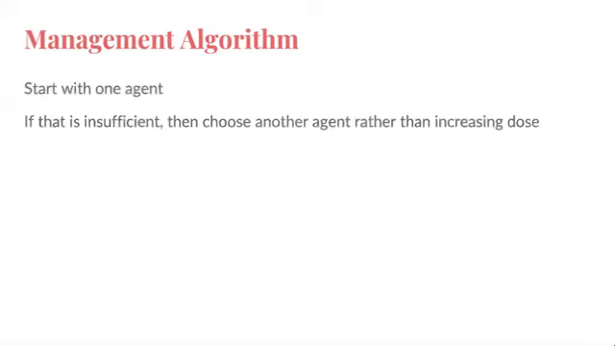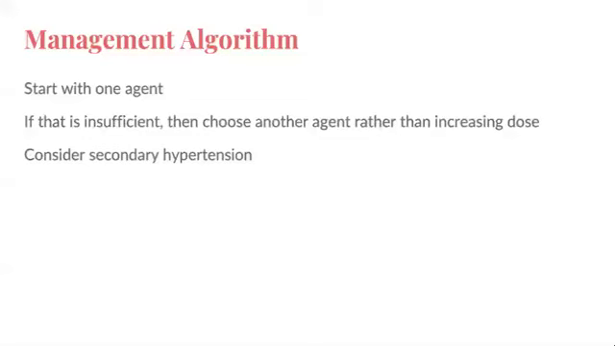I would really emphasize the importance of knowing the first line management of hypertension. As expected, you start with one agent. However, if that doesn't work, the best option is actually to add another agent rather than increasing the dose. And if that still doesn't work, you can also consider secondary hypertension.